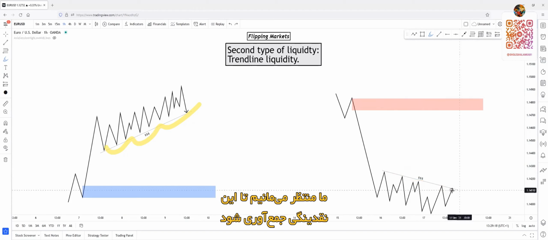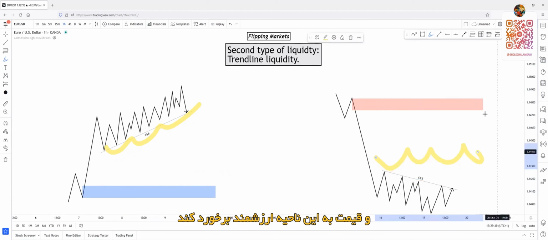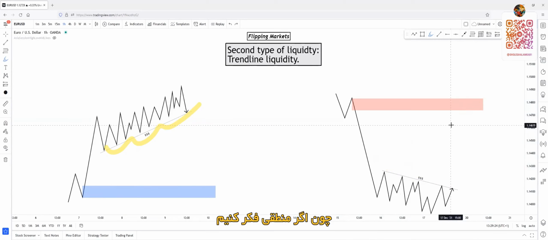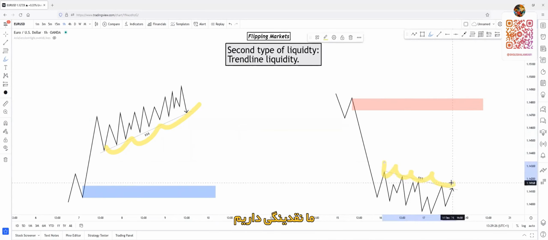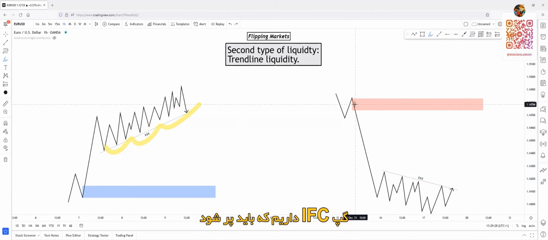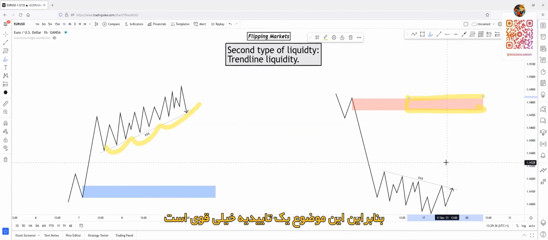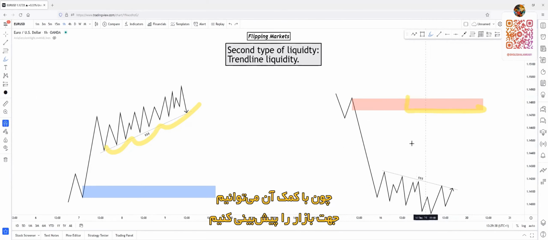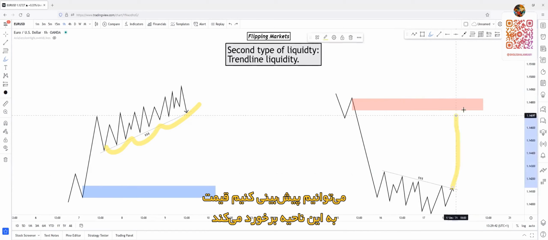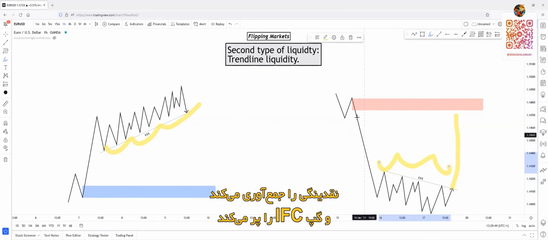We will want to wait for the sweep of this liquidity and a tap of this valuable zone, because just think about it logically. We have liquidity, it has to be swept. We have inefficiency, it has to be filled. We have an order block or supply zone, it has to be tapped. So this is a really strong confirmation, because we basically can predict the direction of the market. We can predict that price will tap into this zone, sweep the liquidity, fill up the inefficiency, and collect the orders from the zone.